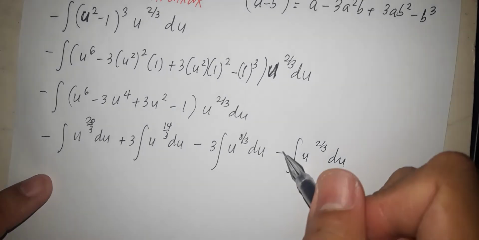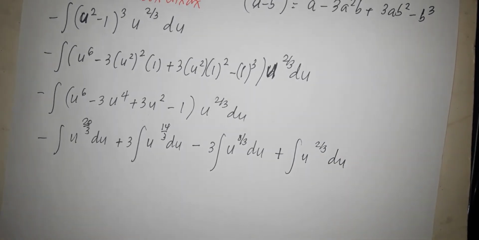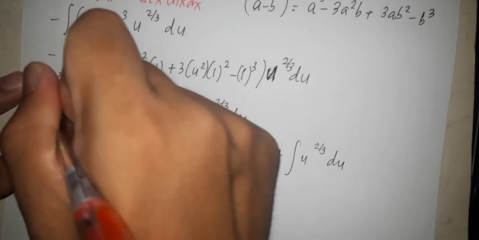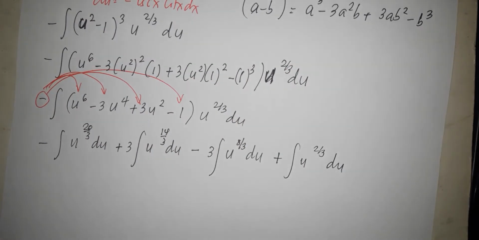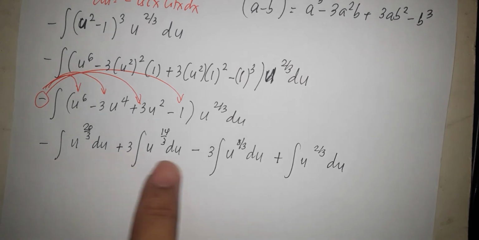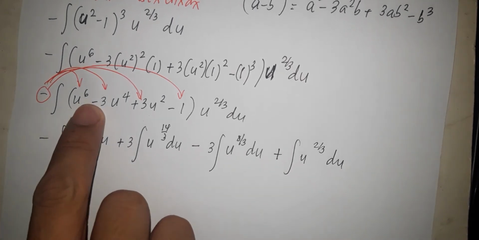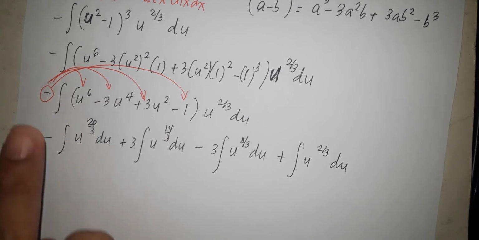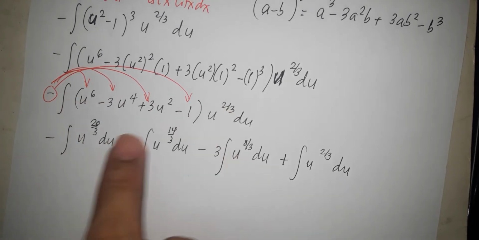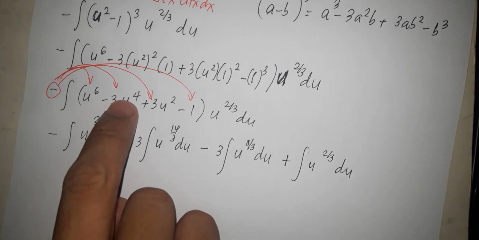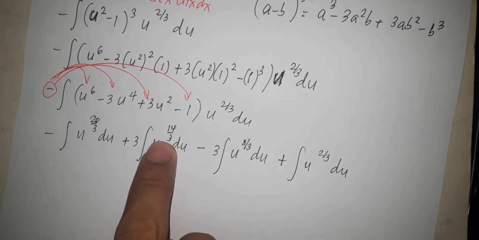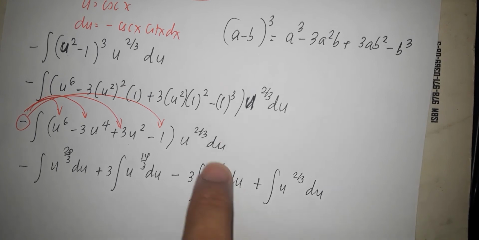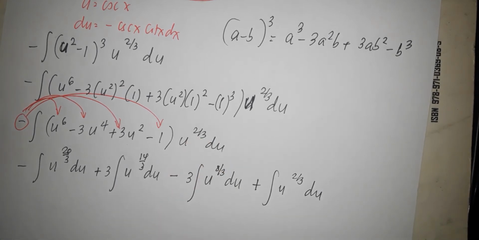So, this should be plus, because you need to distribute this negative to each of the terms inside the parenthesis. So this is minus, plus, minus, plus, because it is plus, minus, plus, minus being multiplied by a negative. And again, 6 plus 2/3 is 20/3, 4 plus 2/3 is 14/3, 2 plus 2/3 is 8/3, and then u to the 2/3.